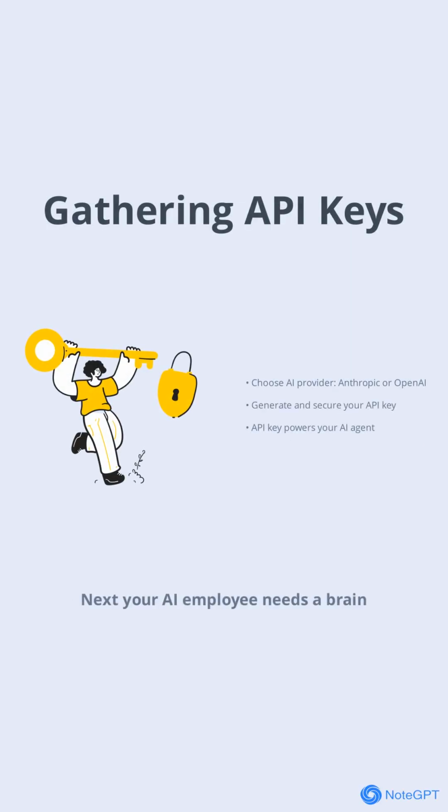Next, your AI employee needs a brain. OpenClaw acts as the agent, but it requires access to powerful AI models. To enable this, you'll need to create an account with a provider like Anthropic for Claude models or OpenAI for GPT models. Once registered, generate an API key from your chosen provider. This key is essential. It connects your OpenClaw agent to the AI's capabilities, allowing it to process language, understand commands, and perform complex tasks. Keep your API keys secure, as they grant access to your AI's intelligence.